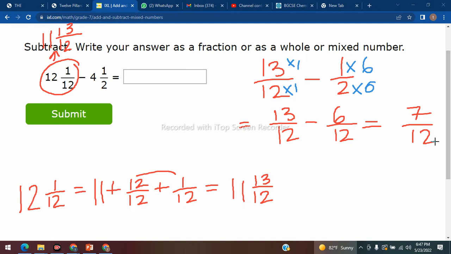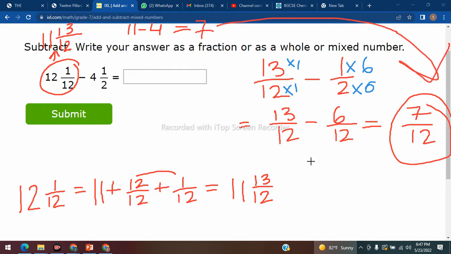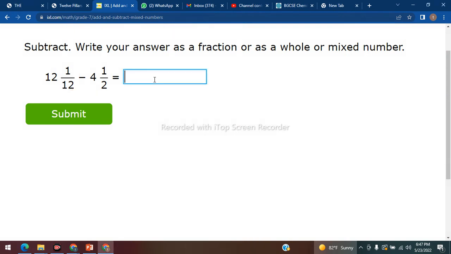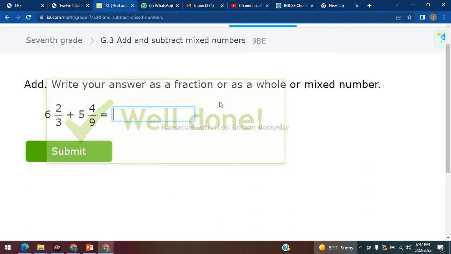And so we have 7 over 12, along with, remember this is the 11 minus 4. What is 11 minus 4? 7. Yes, 7. So it's 7 and 7 over 12. Alright.